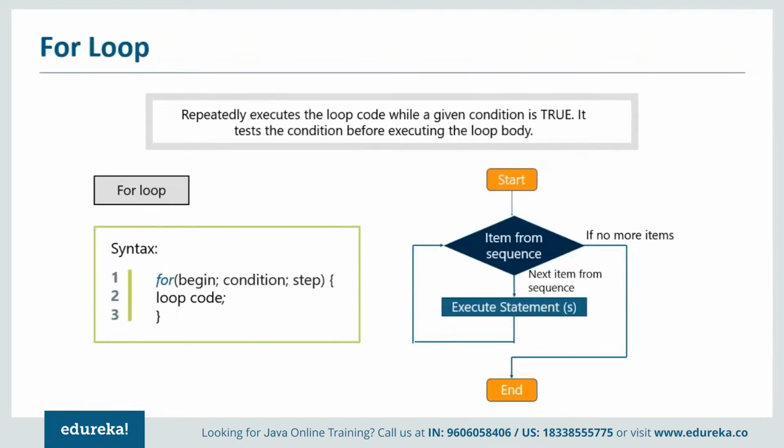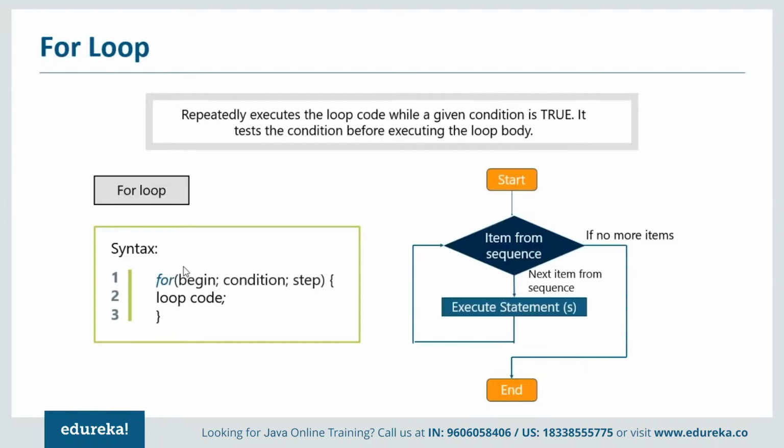Now next we have for loop. Let's look at for loop. So what is for loop? For loop basically repeatedly executes the loop code while a given condition is true. It tests the condition before executing the loop body. Here you can see the syntax of for loop. Within the for loop, there is a begin statement, separated with a semicolon, then there is condition, semicolon, and this step. And then there is loop code. Now this begin statement is executed one time before the execution of this code block.